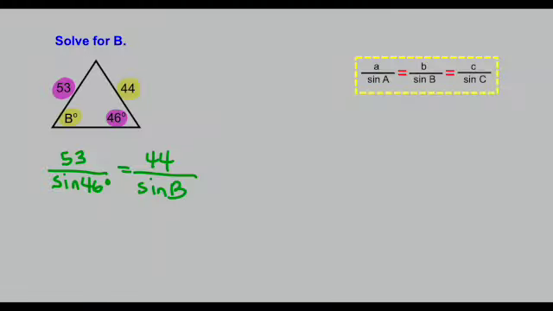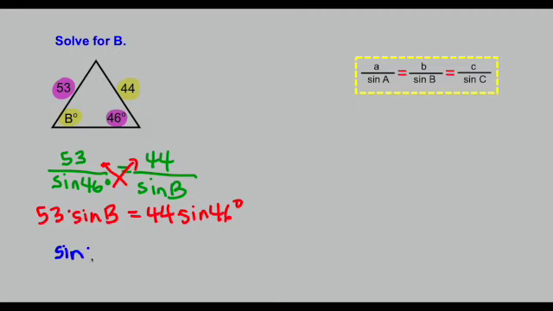We can also use the law of sines to solve for a missing angle. So I've gone ahead and set up the proportions here that'll work for us. So 53 over sine 46 equals 44 over sine B. We're going to go ahead now and cross multiply. So doing that, I get 53 times sine of B, and then it should equal 44 times sine of 46 degrees. From there, we'll divide both sides by 53. So now we get sine of B equals 44 times sine 46 degrees, all over 53.